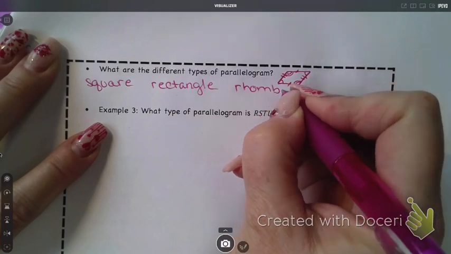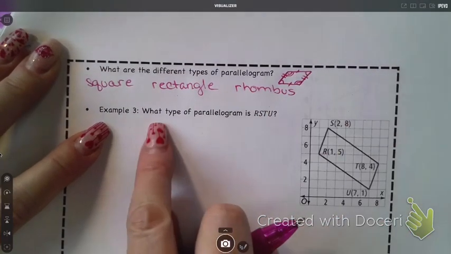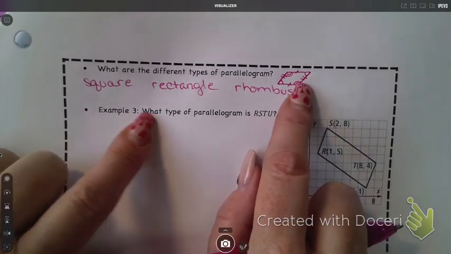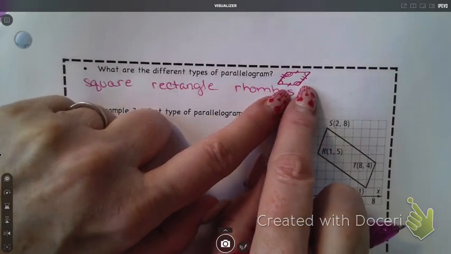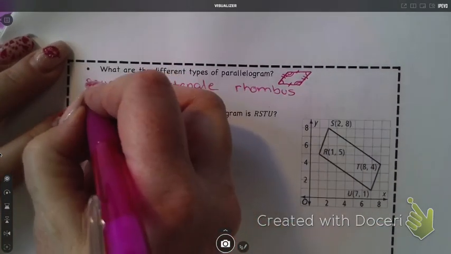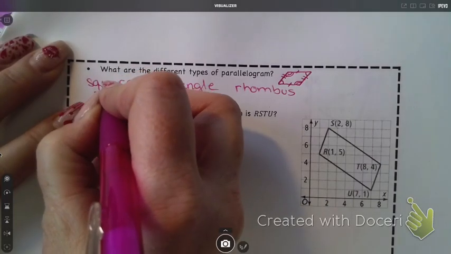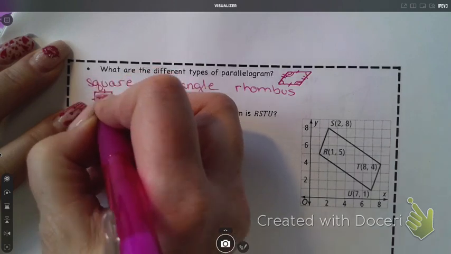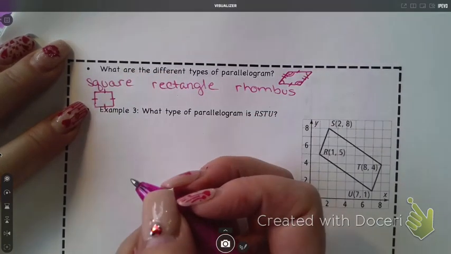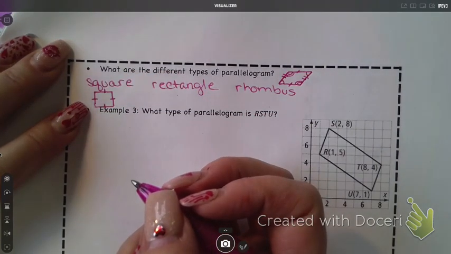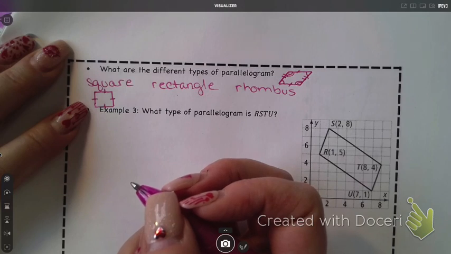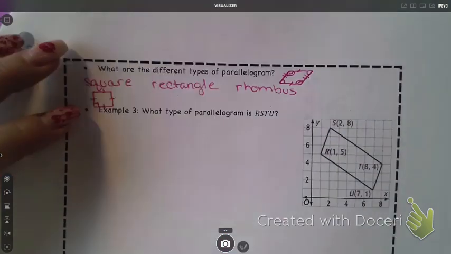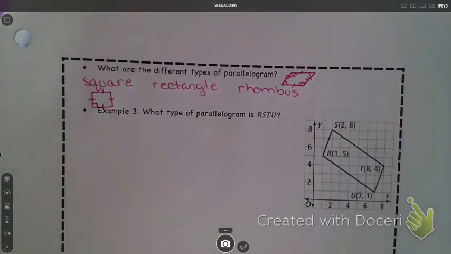So we need to know the characteristics of these because the next problem says, what type of parallelogram do I have? It can be a general parallelogram or it can be specific. So a square, what do we know about a square? All 4 sides are the same, and all angles are 90 degrees. So all the sides are congruent and all 90-degree angles, correct?